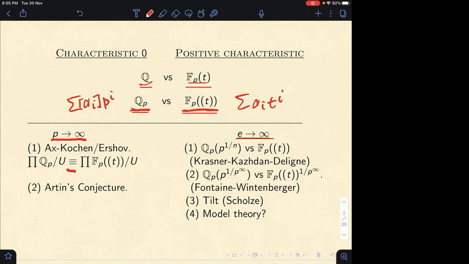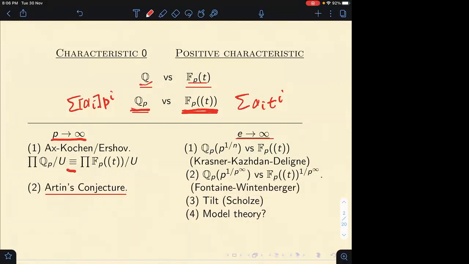Ax and Kochen actually used this asymptotic equivalence between the p-adics and F_p((t)) to resolve a conjecture by Artin, at least in its asymptotic form, which was about the existence of non-trivial zeros to homogeneous polynomials which have a large number of variables. So they managed to transpose a result on the characteristic p side by Lang and transfer it to characteristic 0 for large prime p compared to the degree of the polynomial.